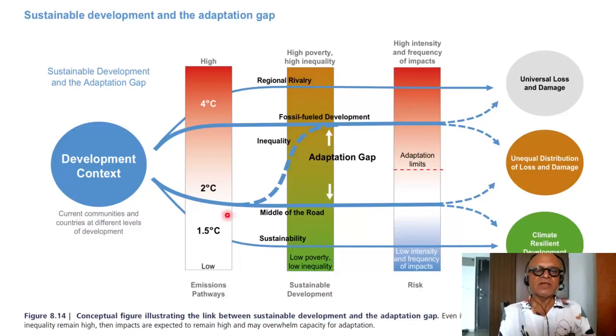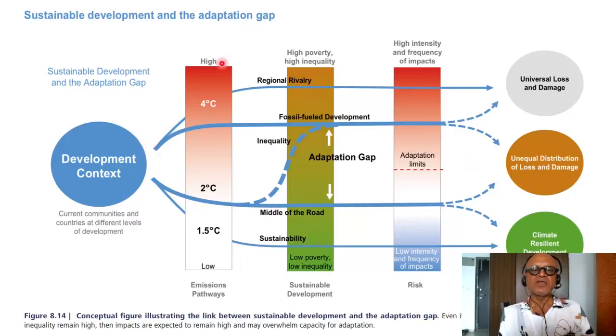If we go up a little by allowing more emissions to 2 degrees C, it's the middle of the road SSP 4.5, I think. You can go and look it up, or maybe 2.6 to 4.5. That gives you middle of the road, and you have here potentially some adaptation gap which can increase inequality and enhance reliance on fossil fuel development, creating the adaptation gap to stay on this path. So you may end up going towards unequal distribution of loss and damage and or climate resilient development, depending on what you do with the risks here before going to the future world.